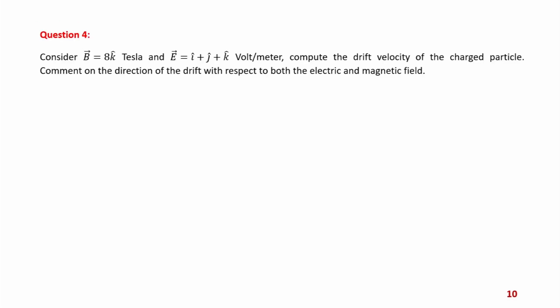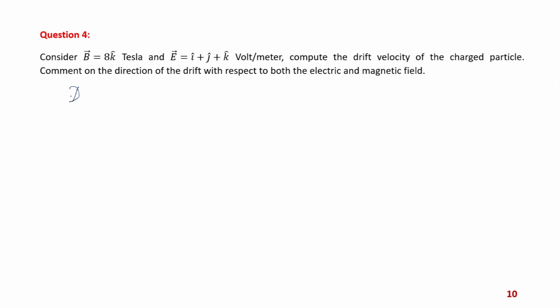Okay. So, the next problem. Here you are given both a magnetic field and an electric field. Now, if a charge is moving in the presence of both the electric field and the magnetic field, then it will have a helical path, gyrating along the magnetic field, as well as a drift which is perpendicular to both the magnetic field and the electric field.